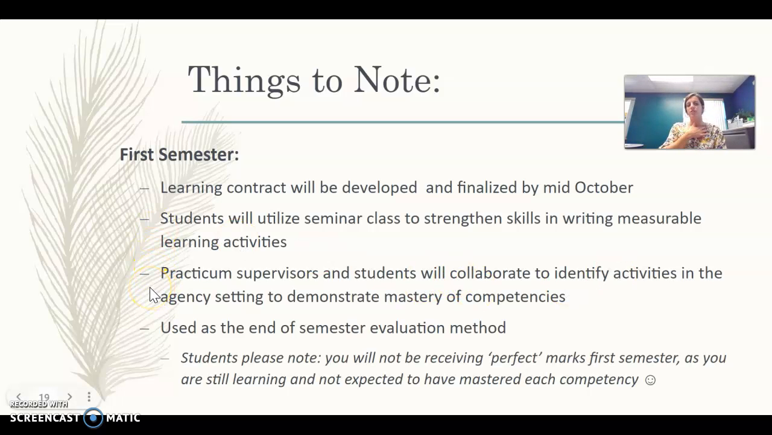How about the supervisors and students can collaborate to identify activities in the agency. And it's used as the midterm evaluation at the end of fall, and then the overall end of internship evaluation at the end of the winter semester in April. I'm going to challenge supervisors and remind students around this.